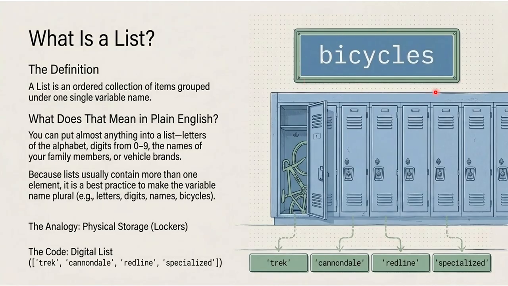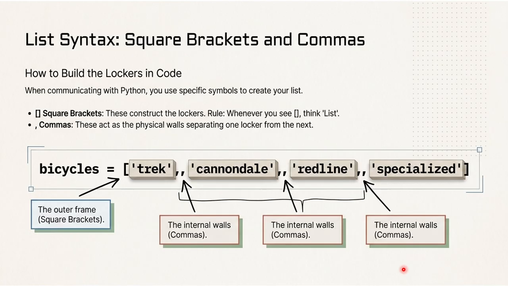So that it becomes easy for you to later find where you have stored your Redline bicycle. You can simply come to this bicycles list and locate the Redline bicycle. So now let's move on to the next slide. Next we will see the syntax of the list.